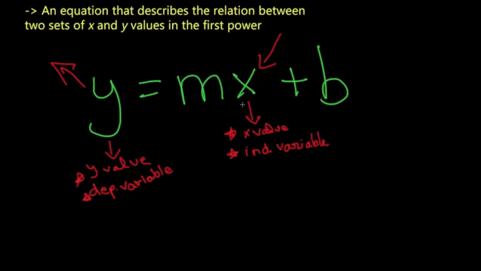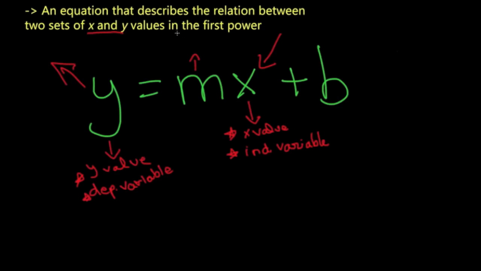Yep, so that's all the x and y are. Now the m and the b are just simply things that help you describe the relationship between x and y, because remember, a linear equation just simply describes the relationship between the x and the y. So the m and the b are just gonna help you do that. So let's talk about these two.